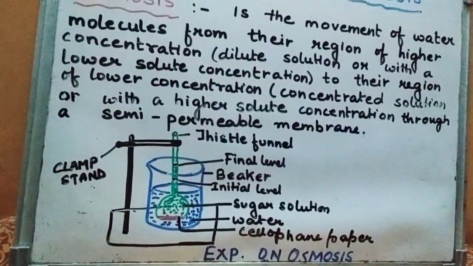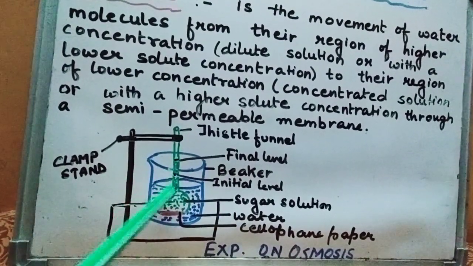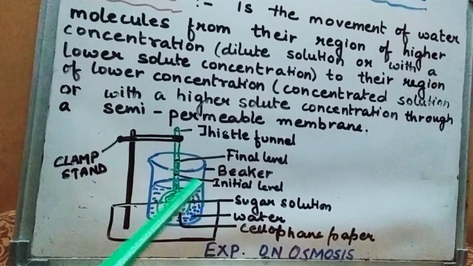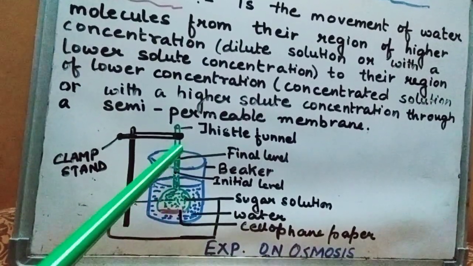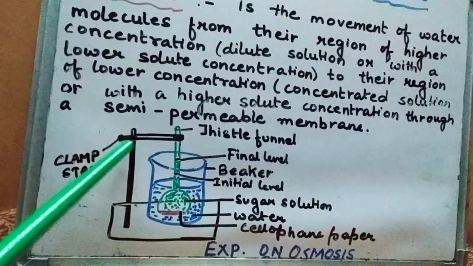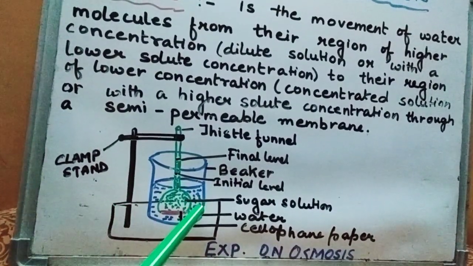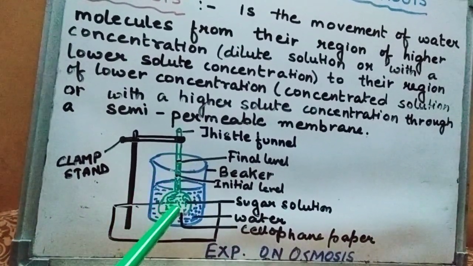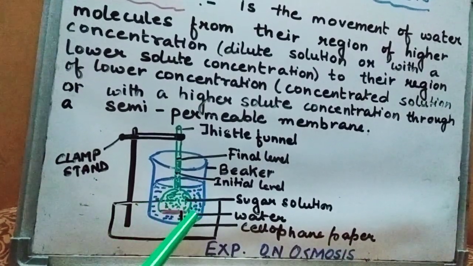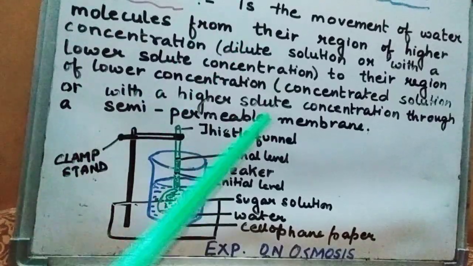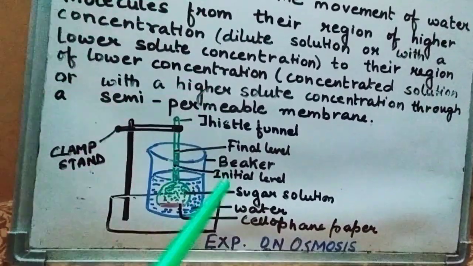So you can see here, this is a thistle funnel which is inserted inside a beaker and fully supported on a stand, and this thistle funnel is held by a structure called a clamp stand, and this is a beaker containing water. The thistle funnel has sugar solution and is dipped into the water. That is water, only water, not a solution, no other constituent.